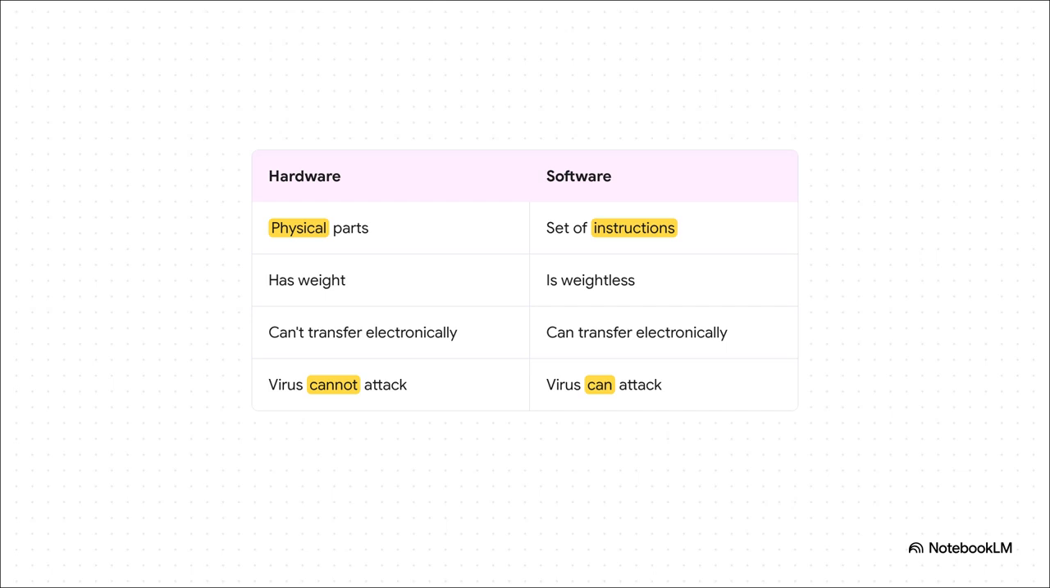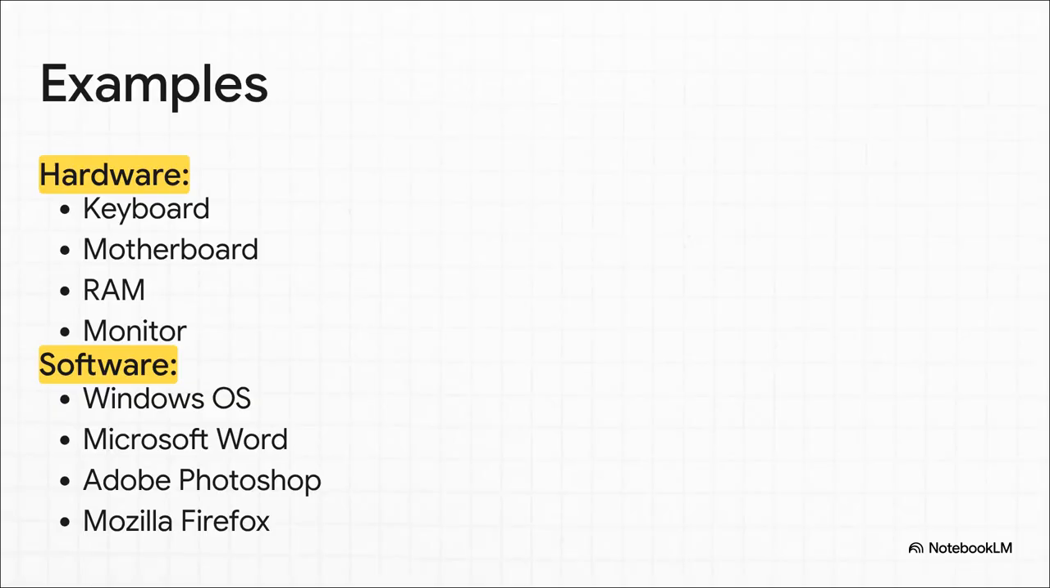And the differences are pretty night and day, right? Hardware has weight, software doesn't. You can't email your friend a monitor, but you can totally email them a program. And here's a big one. A computer virus can't infect your physical keyboard. It always attacks the software, the instructions. So to put it simply, your keyboard, your motherboard, your RAM, your screen, that's all hardware. But the operating system like Windows, the programs like Microsoft Word or Photoshop, the browser you're using, that's all software. It's the instructions telling the hardware what to do. And you absolutely need both for anything to work.